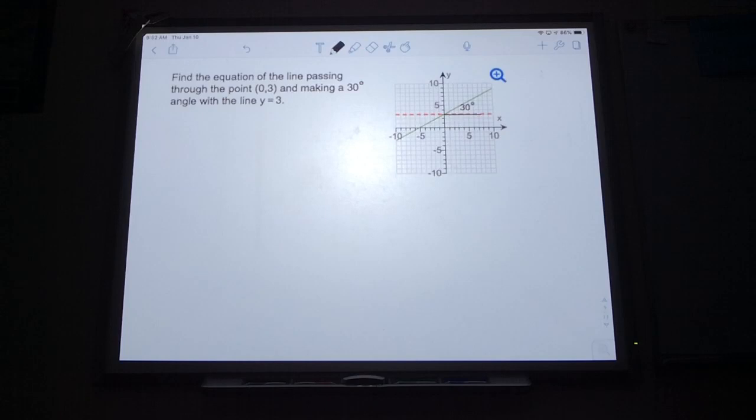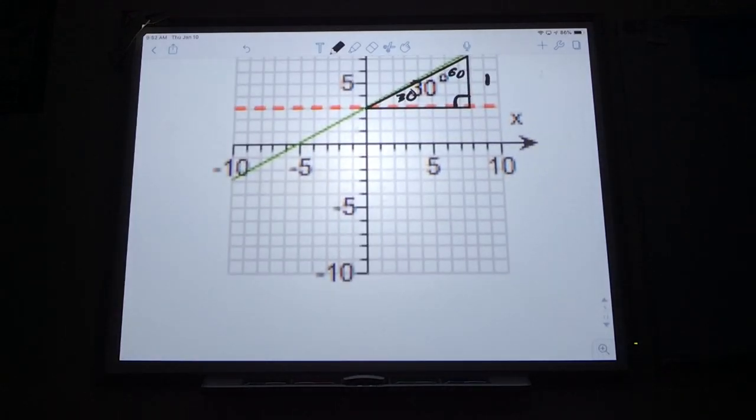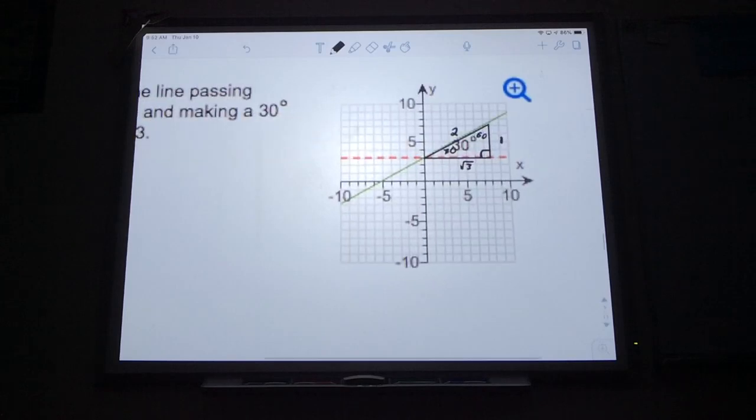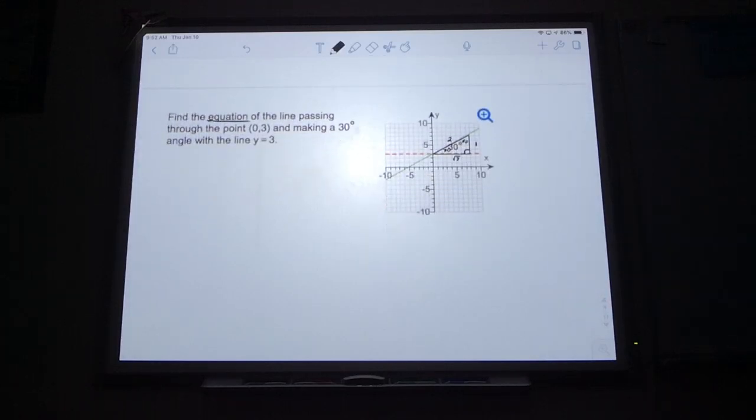So that's a 30, that's a 60, and that's our 90. We can also put our labels on it. So the opposite of 30 is going to be a 1, the opposite of 60 is going to be a root 3, and the opposite of 90 is going to be a 2. Okay? Next thing it says is to write the equation of a line. Our equation of a line is normally, the easiest way it is written is y equals mx plus b.